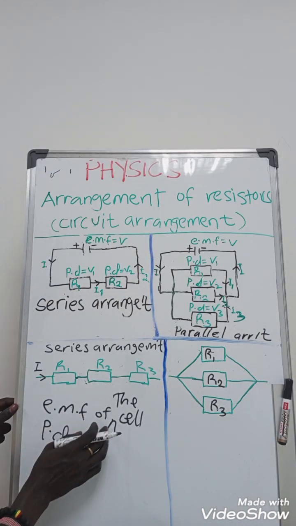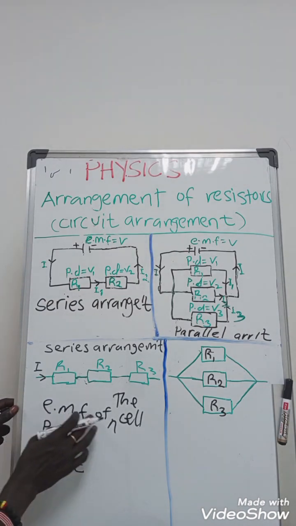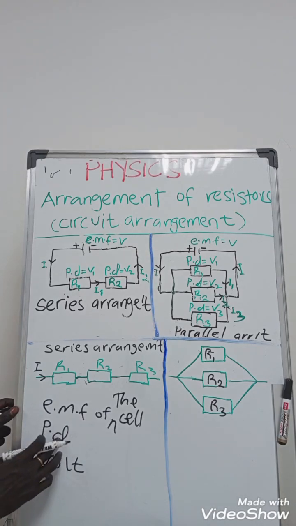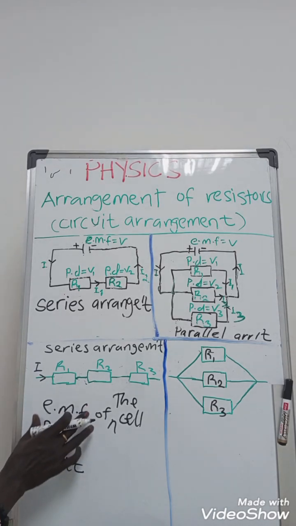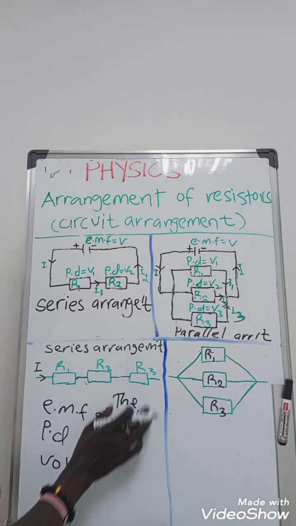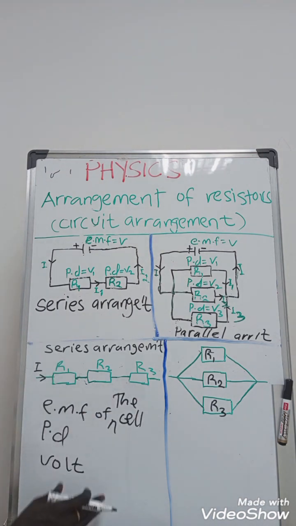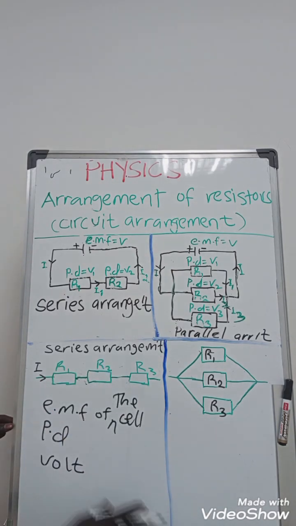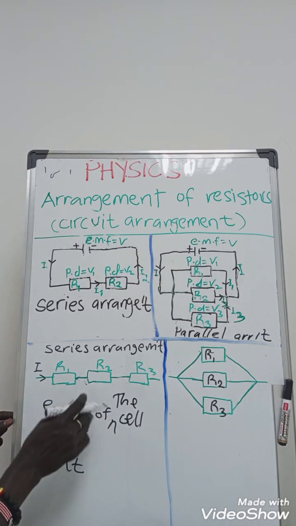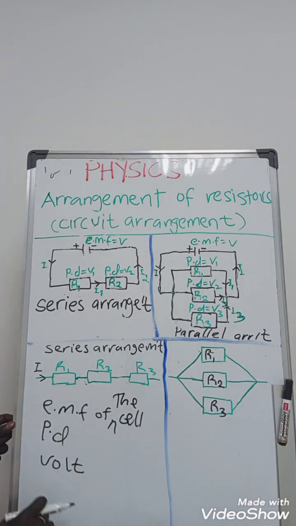And for the EMF of the cell, electromotive force of the cell, potential difference, and volt, I'm going to define them and display their definitions on the screen. As you're watching, you can pause or screenshot and copy them on your notebook.